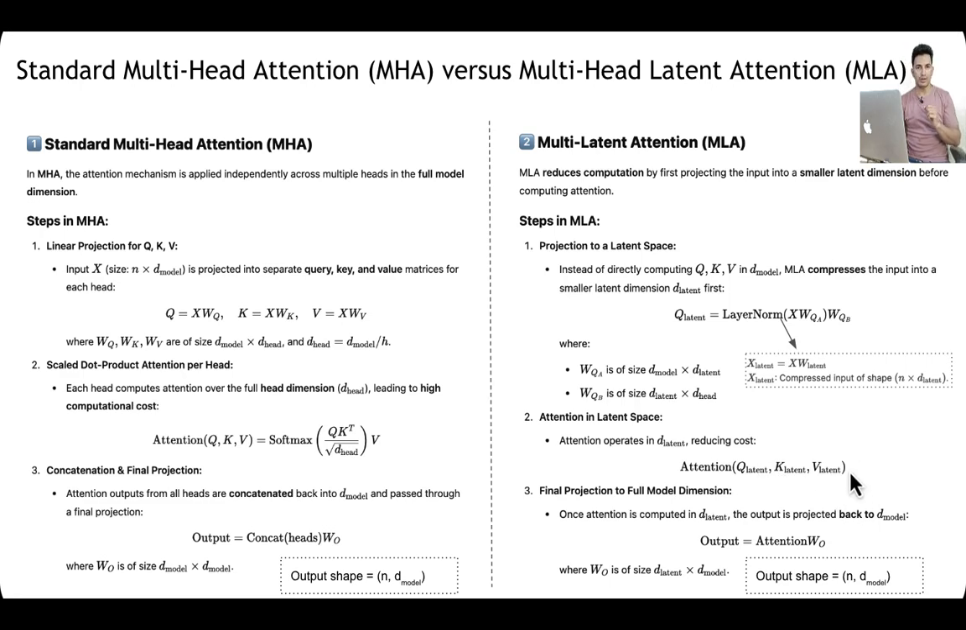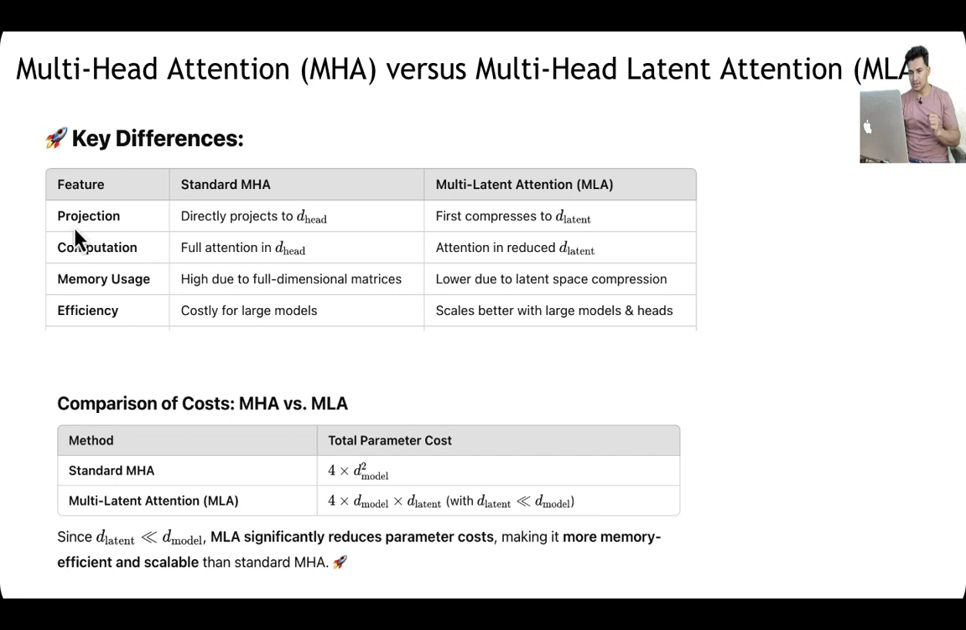Now what happened by doing calculation in the latent space? In MHA you were directly projecting to D head, here you are projecting to D latent. Computation was happening in D head space, but here it's happening in D latent space. It's a full dimensional matrix there, here it's a latent dimensional matrix, so that one is more costly because of more dimensions.